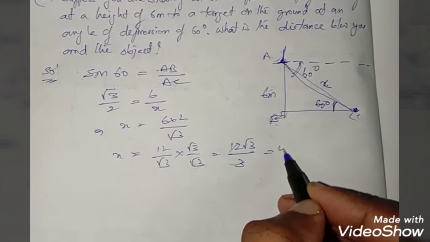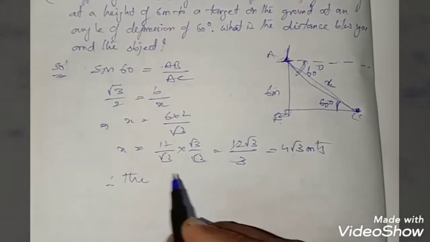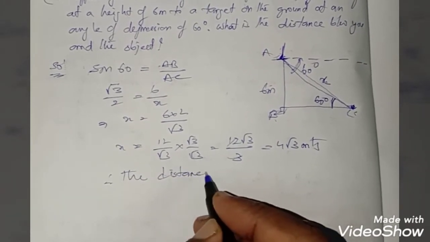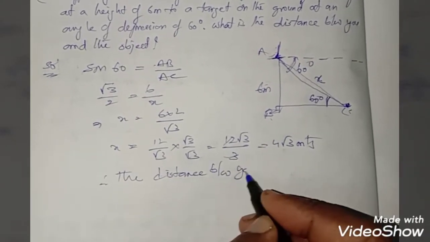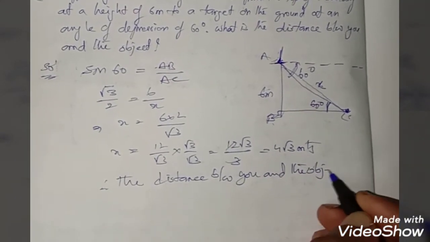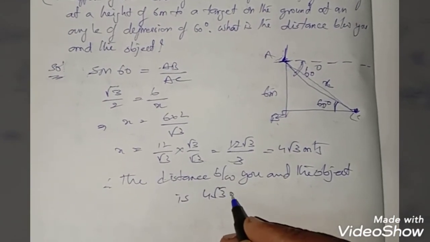Now if I cancel, you will get 4 root 3 meters. So therefore the length or the distance between you and the object is 4 root 3 meters.